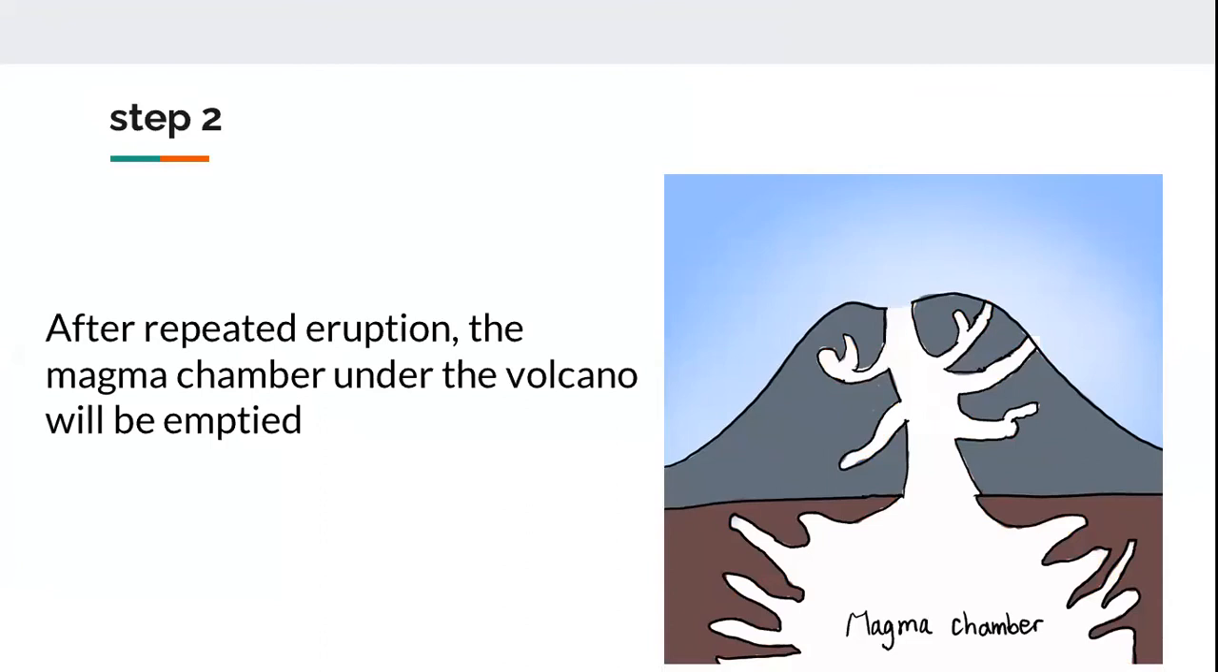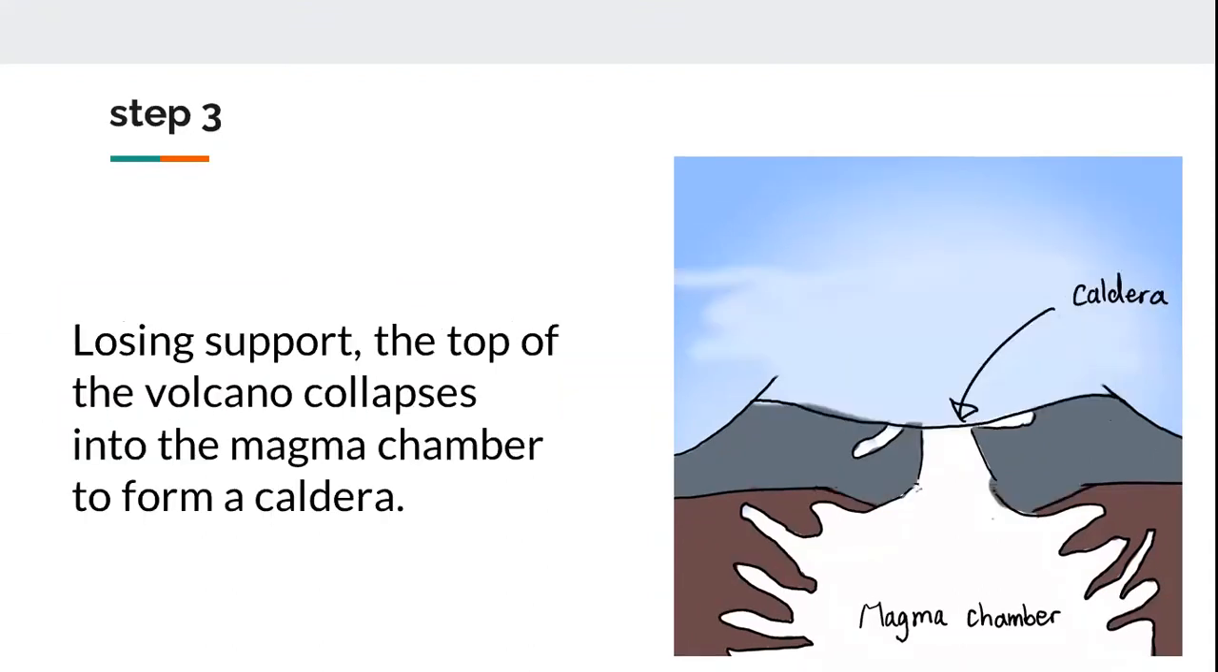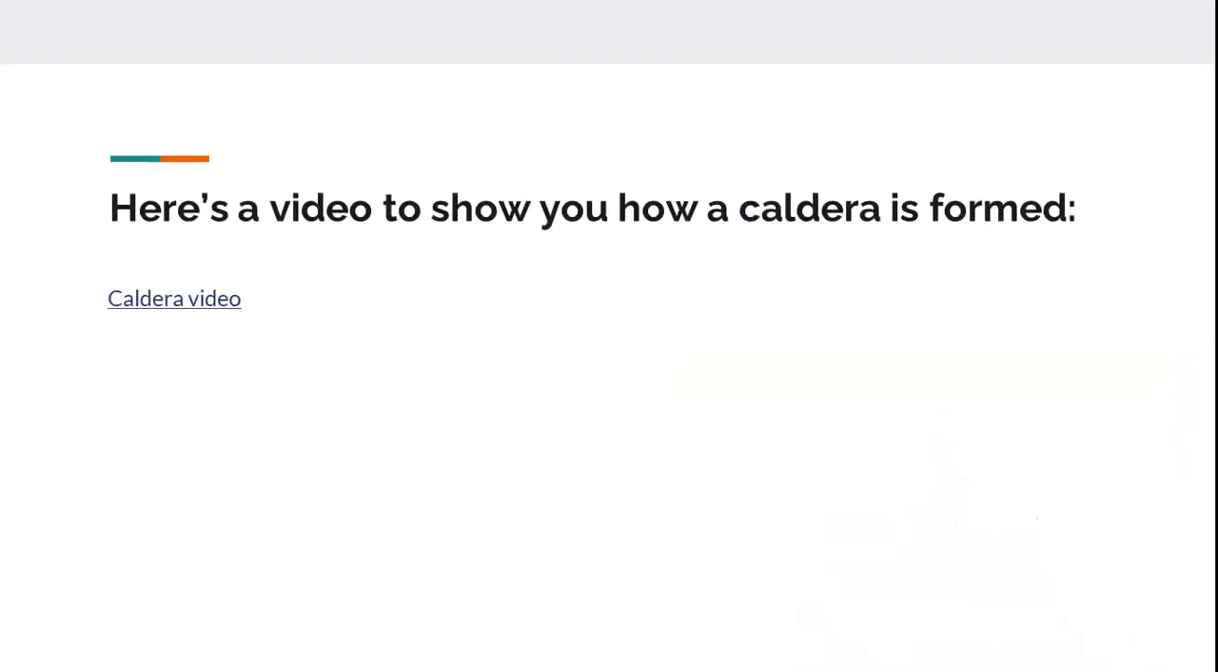The magma in the magma chamber of a volcano is not infinite. It will run out one day. After repeated eruption, the magma chamber under the volcano would be empty. Now, imagine a water balloon. When a water balloon no longer has water in it, it would collapse into the center, or you can say that it shrinks. In the case of a volcano, when it is emptied of magma, it collapses into the center. This forms a caldera. The following is a video to show you how a caldera is formed.